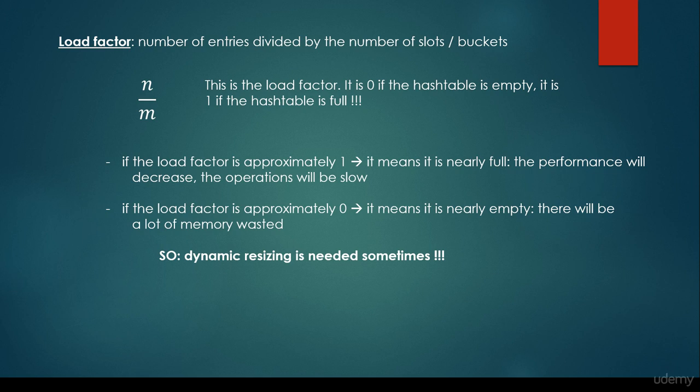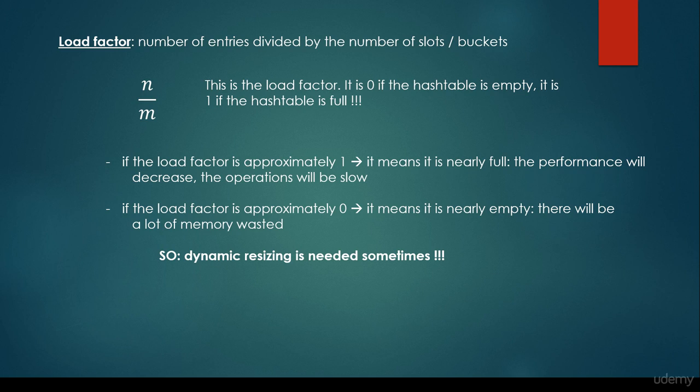Basically, it is the number of entries divided by the number of slots or buckets, or basically the size of the array. So n divided by m, this is the load factor. If it is 0, then the hash table is empty. If it is 1, then the hash table is full, because it means that the n is equal to m, and basically the m is the size of the array, so how many items can we store in the array, and the n is the actual number of items we would like to store. So that's why this n divided by m is going to be the load factor.